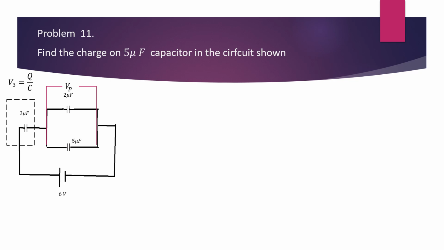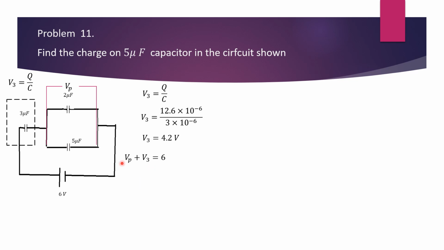Now, V3, this is the potential drop at the 3 microfarad capacitor, V3, which is equal to Q over C. And this is the charge that we calculated, 12.6 into 10 power minus 6 divided by this 3 microfarad. Because we are calculating voltage drop at 3 microfarad, this is the capacitance of the 3 microfarad, and this is the total charge passing through it, 12.6. So this gives us 4.2 volts.